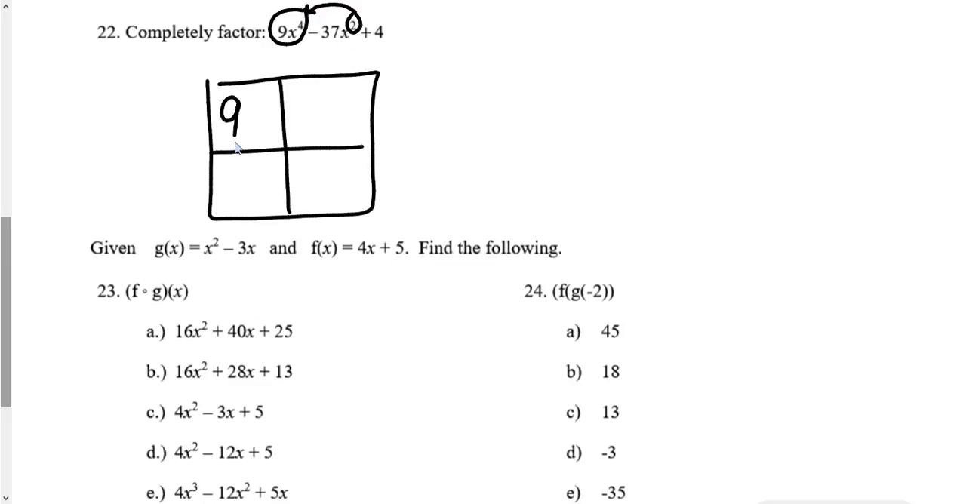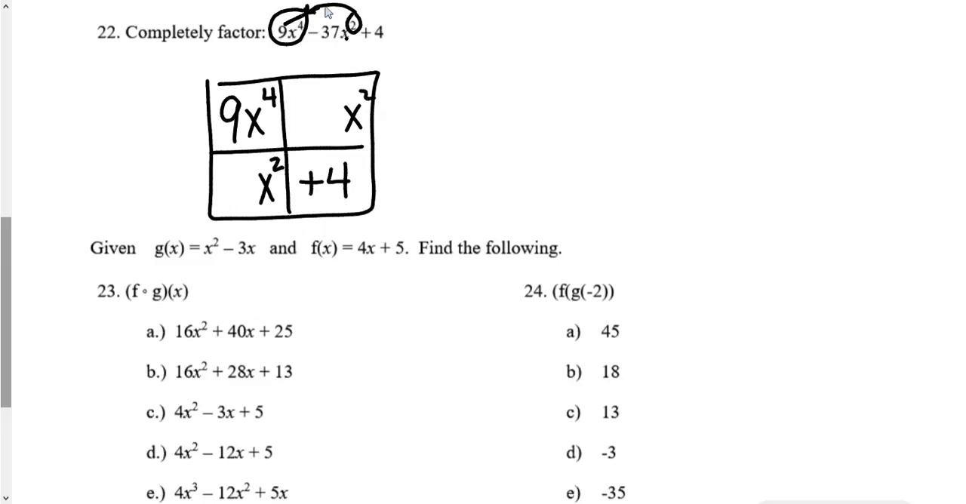So my 9x to the 4th is going to go here. I know that if this is x squared, both of these are going to have to be x squared. So when I add them together, I have to get negative 37x squared. And when I multiply them together, I have to get x to the 4th. So that worked great. My plus 4 is going down here on the bottom.